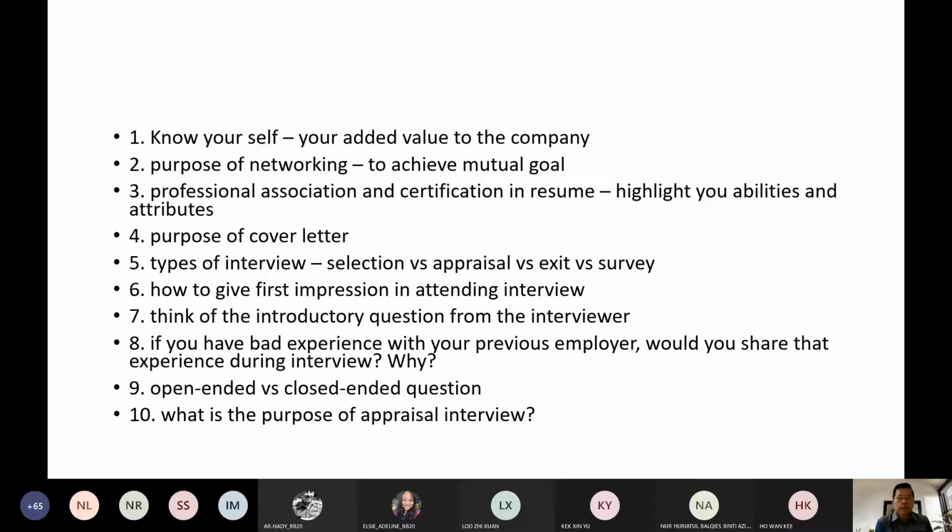Number 8, if you have a bad experience with your previous employer, would you share that experience during the interview? Why? The rule when you have been employed before and you want to go for another job is that you never tell bad stories of your past. Never say your previous employer is not good. That is not the right answer. That is what we call a suicide answer.